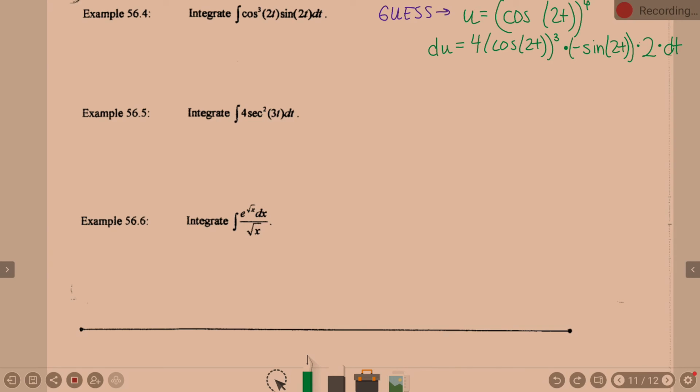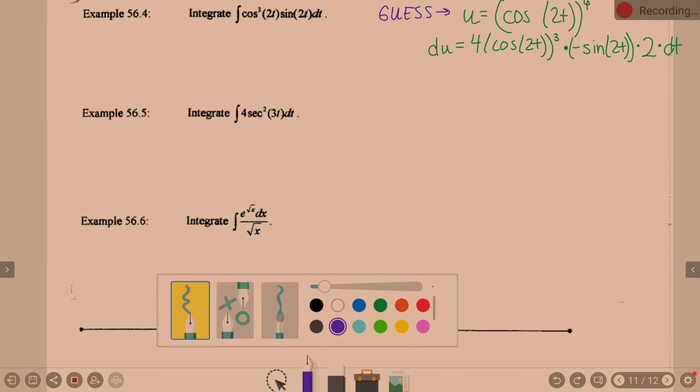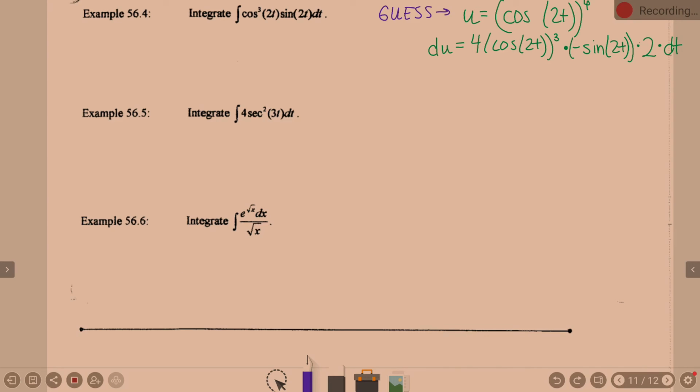Watch for that chain rule twice with trig functions like that. If you have anything other than just t or x or whatever variable in there, there's going to be a double chain rule happening. Okay, are you figuring out whatever matches up? Let's see. Cosine cubed 2t, sine 2t, dt.